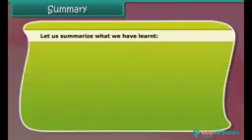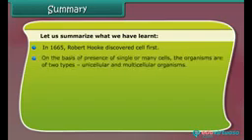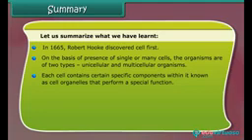Summary. Let us summarize what we have learned. In 1665, Robert Hooke discovered the cell first. On the basis of presence of single or many cells, organisms are of two types, unicellular and multicellular organisms. Each cell contains certain specific components within it, known as cell organelles, that perform a special function.